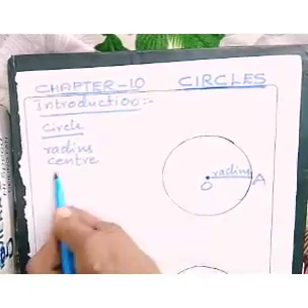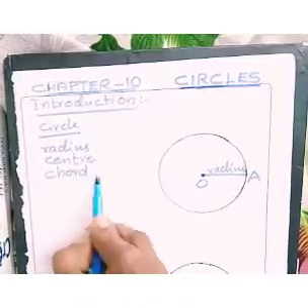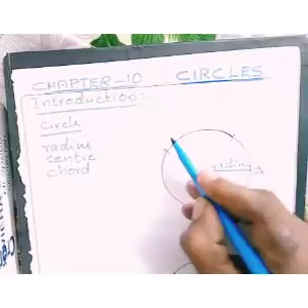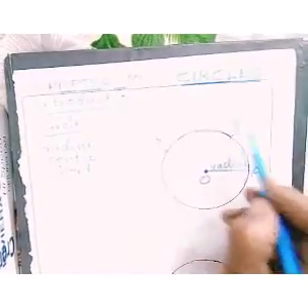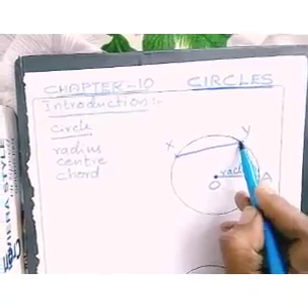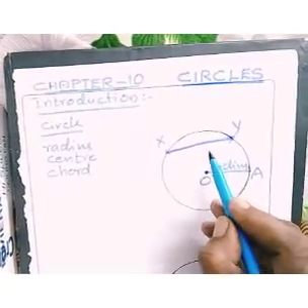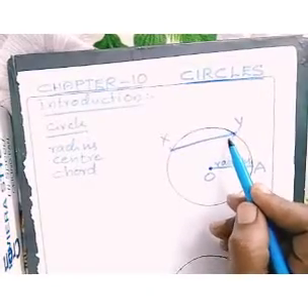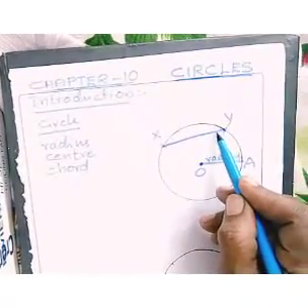Now, the next point we can see is a chord. What is a chord? Suppose we are selecting 2 points here, X and Y. If you are joining X and Y, this line segment is called a chord. Chord means the line segment joining any 2 points on the circle.